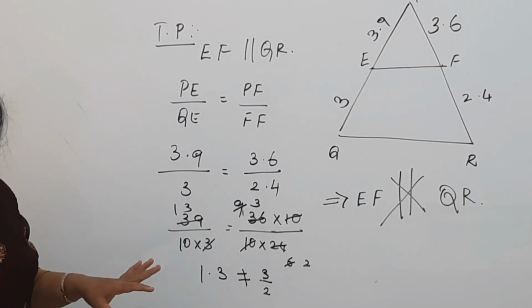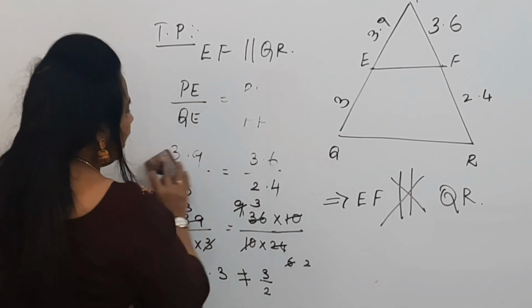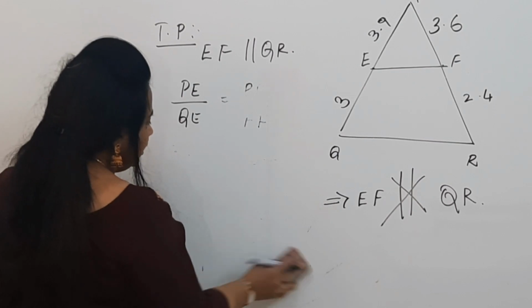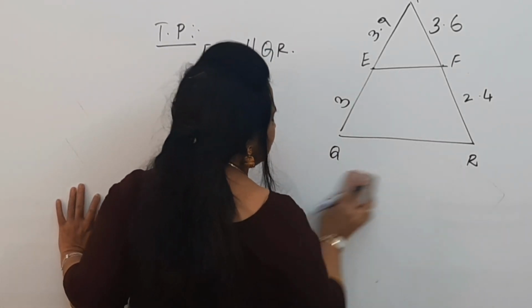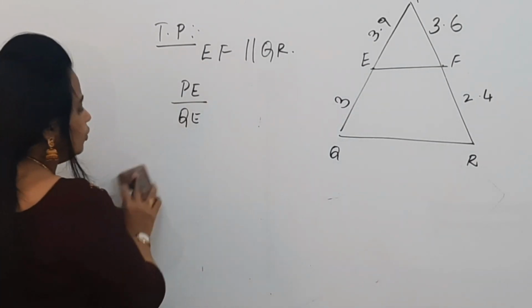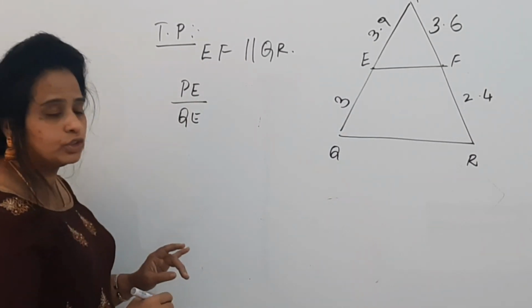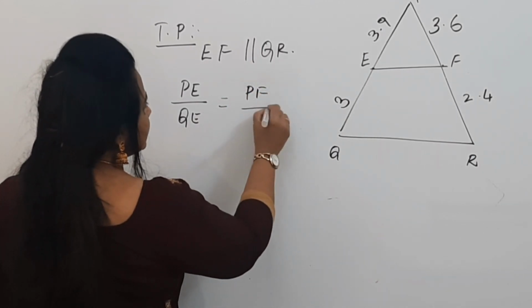The next question, the measurements are given. So children, hope you can take your notebook and you can do it right now with me so that you will learn it. So don't keep it for pending, saying I will do it later. No, do it with me so you will understand clearly and you will get your point also. So PE by QE is equal to, I have to prove PF is equal to FR.